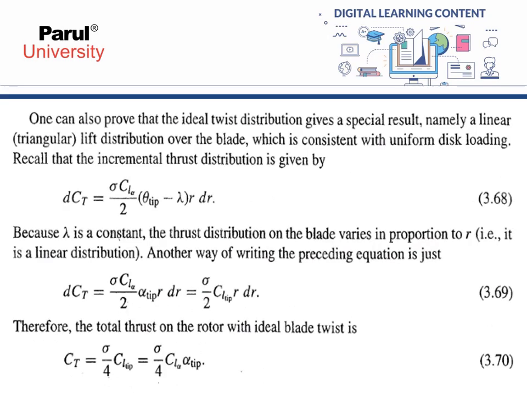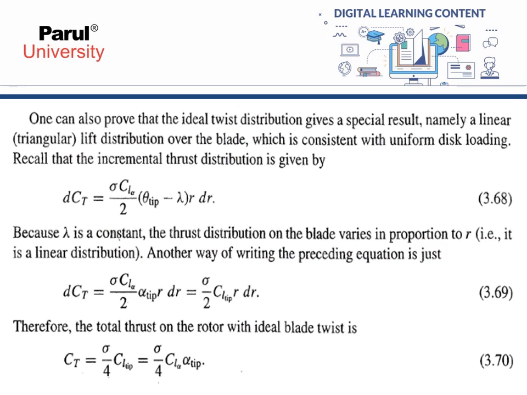One can also prove that the ideal twist distribution gives a special result, namely a linear, triangular lift distribution over the blade, which is consistent with uniform disk loading. Recall that the incremental thrust distribution is given by dCt = σ·Cl_α/2 times (θ_tip − λ)·r dr. Because λ is a constant, the thrust distribution on the blade varies in proportion to r, that is, it is a linear distribution.